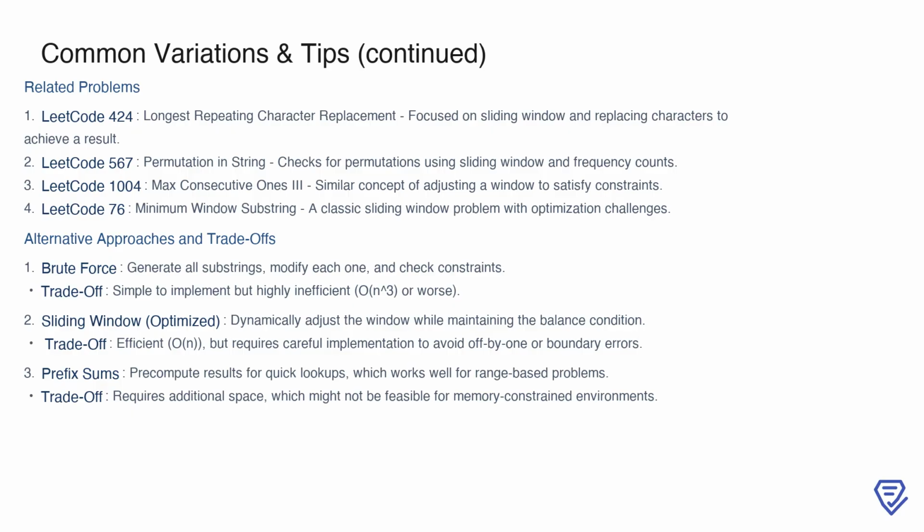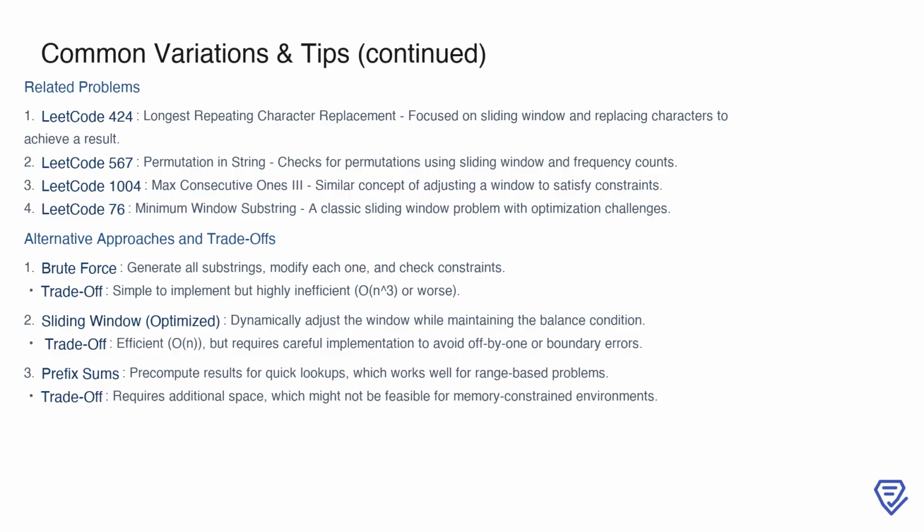This problem also shares similarities with several other LeetCode problems that you might find useful to review. For instance, LeetCode 424, Longest Repeating Character Replacement, involves a sliding window technique where you replace characters to achieve a desired outcome. Similarly, LeetCode 567, Permutation in String, uses sliding windows and frequency counts to check for permutations. Another related problem is LeetCode 1004, Max Consecutive Ones III, which focuses on adjusting a window to satisfy constraints. And then there's LeetCode 76, Minimum Window Substring, a classic example of sliding window optimization challenges.